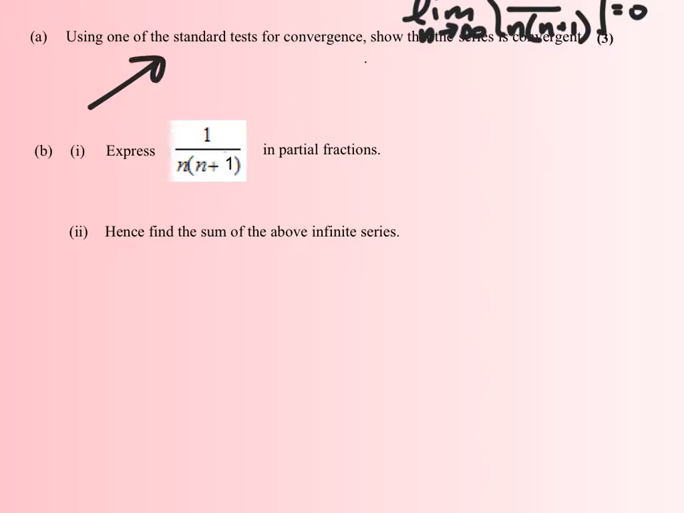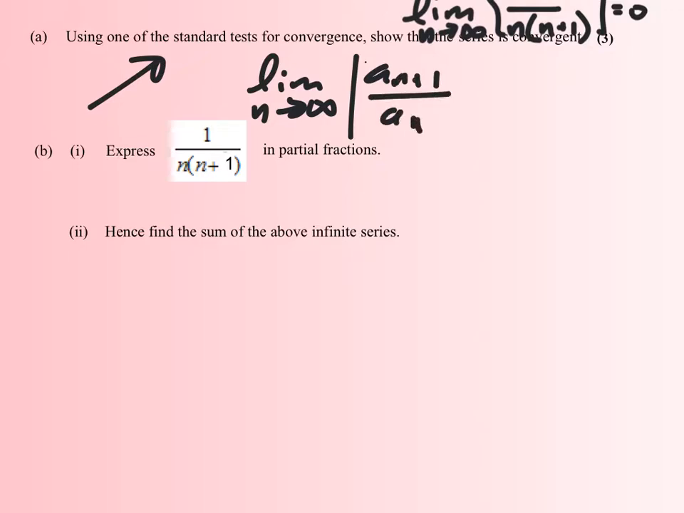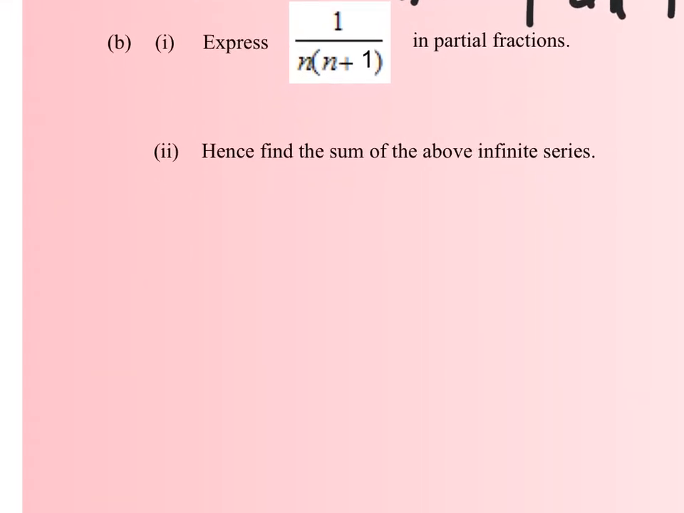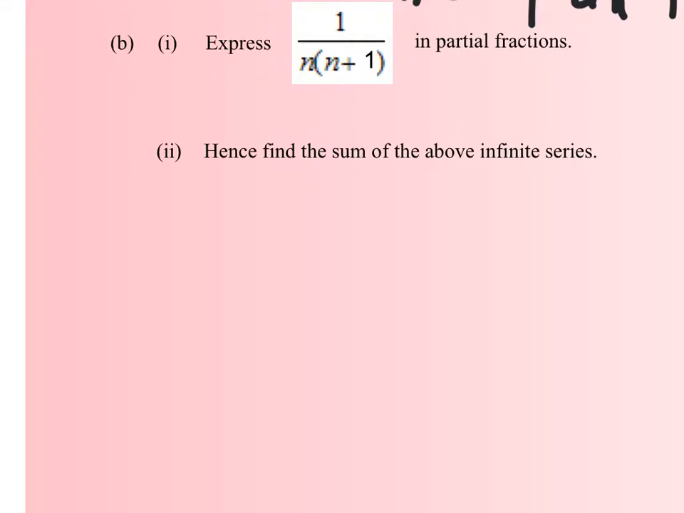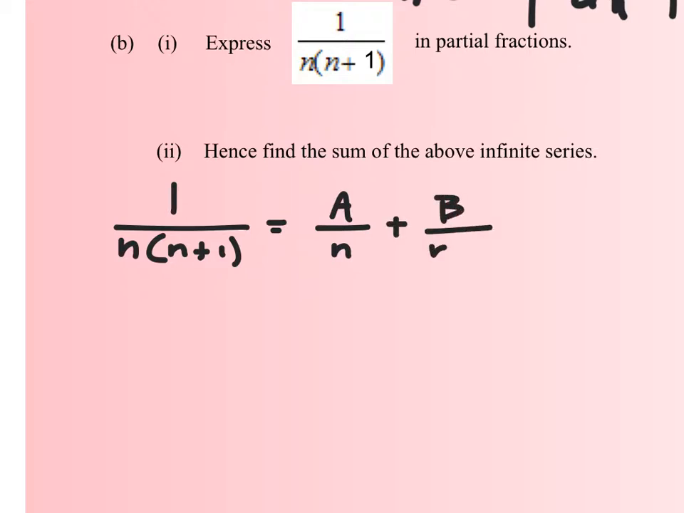So I'm going to skip part A. We could use the ratio test to show that the limit in that case as n goes to infinity of a sub n plus 1 over a sub n also comes out to be 0. So we know it's convergent. Okay, you can do the algebra on that on your own. What I want to do is jump into the partial fraction piece. So I want to write 1 over n times n plus 1 in the form a over n plus b over n plus 1.